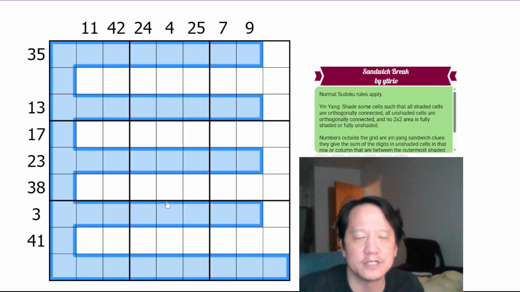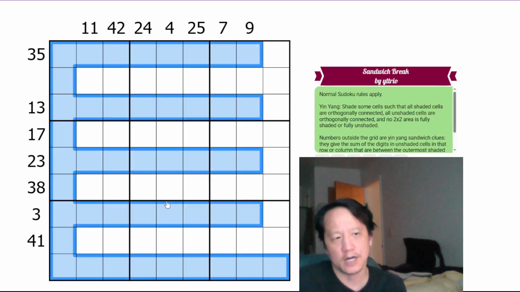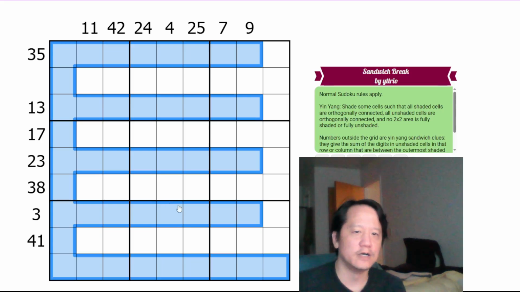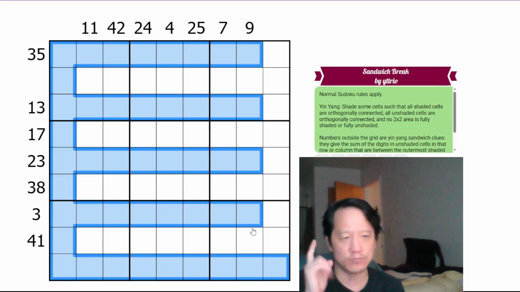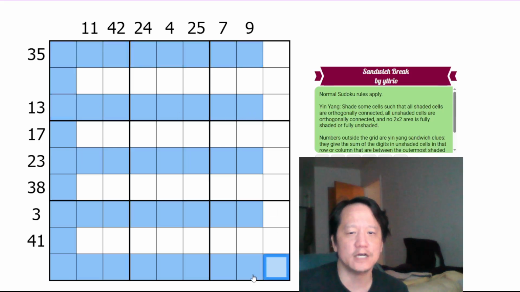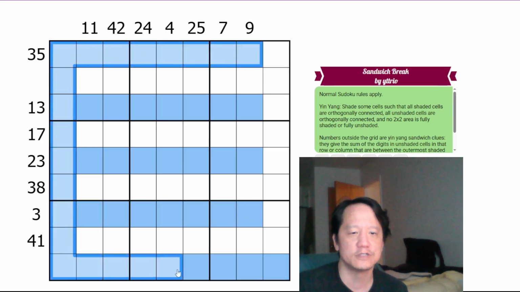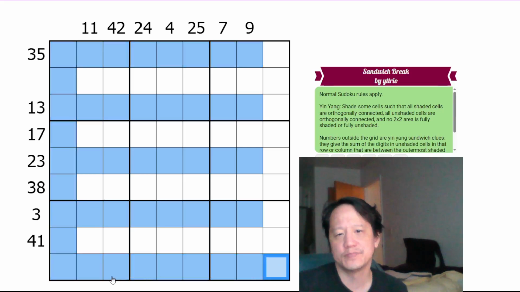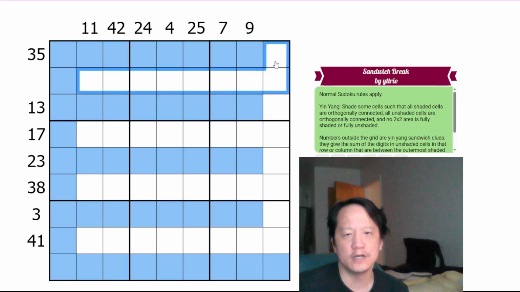So here's an example of a valid yin-yang shading. What does it mean to be orthogonally connected? It means as a region, you can go from any cell in the region to any other cell in the region just by going through edges, all while staying within the region. So for example, to get from this cell to this cell here, you can go through these edges, all while staying within the region. Same with the unshaded region.